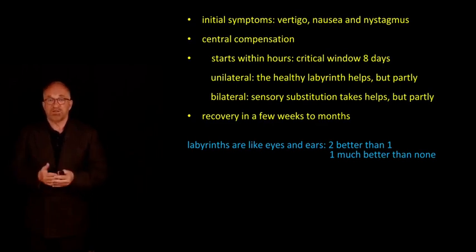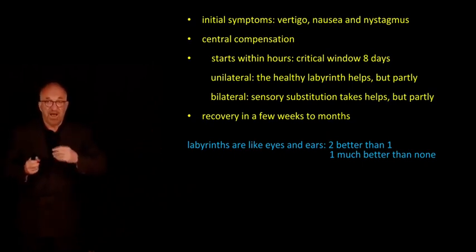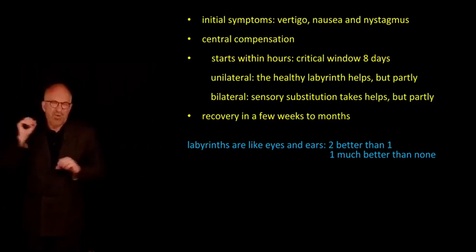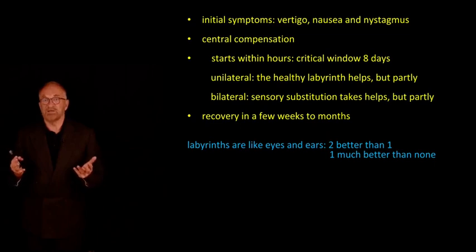That's not a surprise. It's exactly the same as with eyes and ears. Your right eye sees much further to the right than to the left. And your left eye sees much further to the left than to the right. And thanks to these two eyes, you have a broad field of vision. If you lose one eye, then you have a problem, of course, and you have to take care. But if you lose two eyes, you're blind, and that's a disaster.